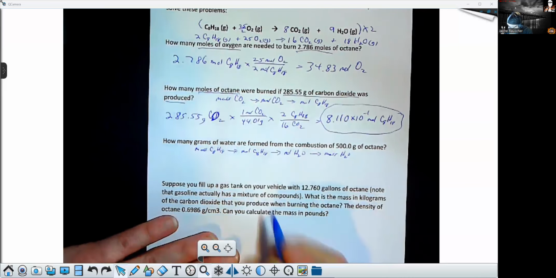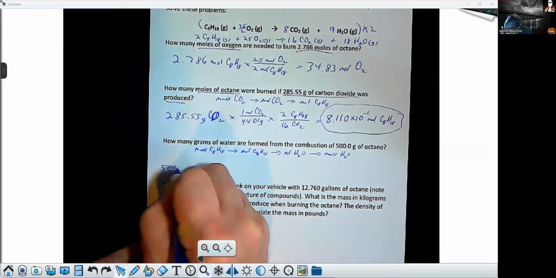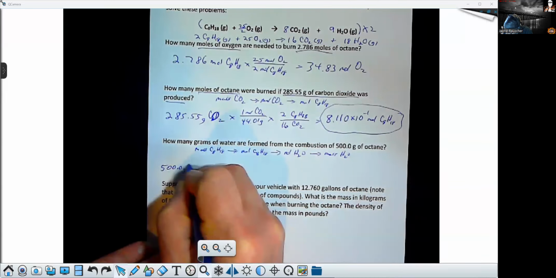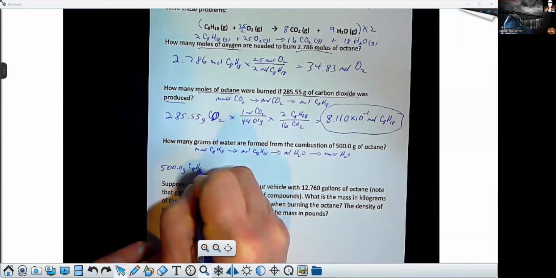So let's go ahead and do this. We have 500.0 grams of C8H18.